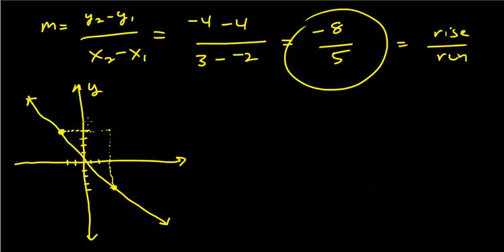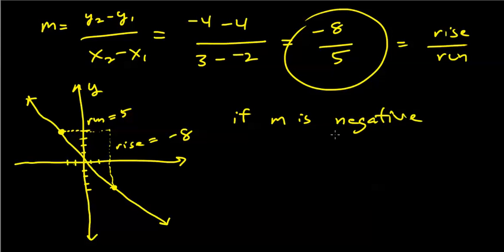So my run here is 5, and notice my line falls from left to right, so my rise is really a negative 8. I've got a negative rise if my line falls left to right. Okay? If your slope is negative, as it is in this case, I have what is called a decreasing line, meaning decreasing left to right. Going down left to right.